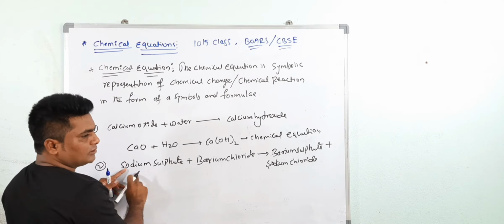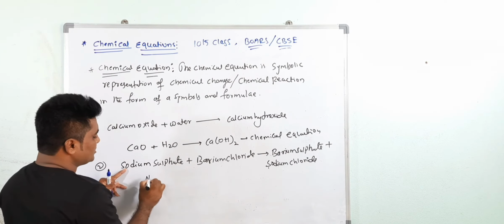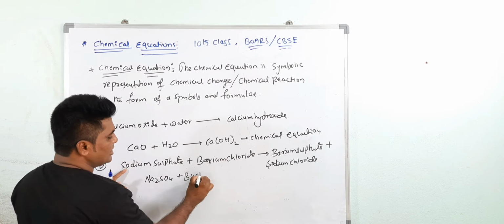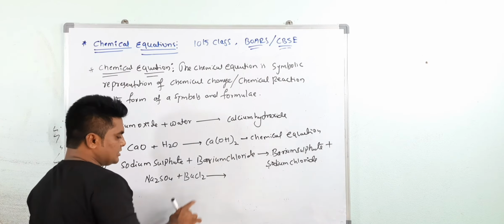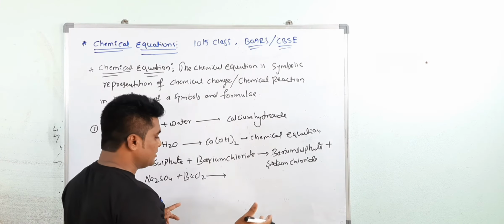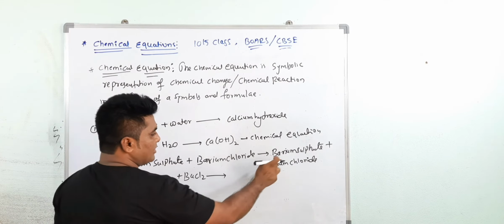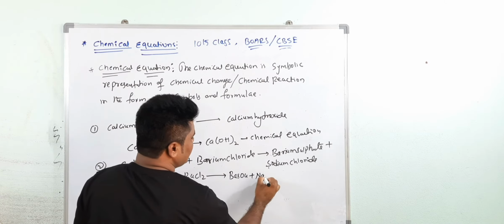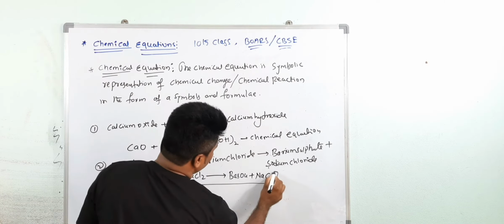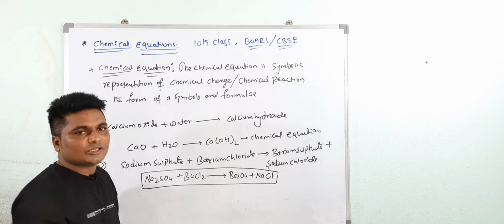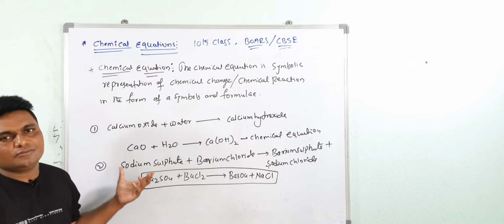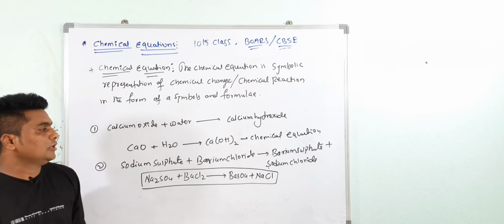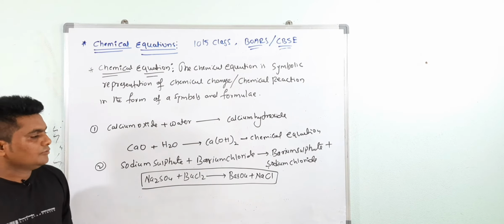Write the formula of sodium sulfate. What is sodium sulfate? Na2SO4. Very simple. Barium chloride. What is barium chloride? BaCl2. Now here these are the reactants. I will tell you what the reactant and the product are. And this is the arrow. And we are getting what? Barium sulfate, BaSO4, then sodium chloride, NaCl. So this is called a chemical equation. Understood what the chemical equation is? A chemical equation is a symbolic representation of a chemical change or chemical reaction in the form of symbols and formulas. Understood? Write down.